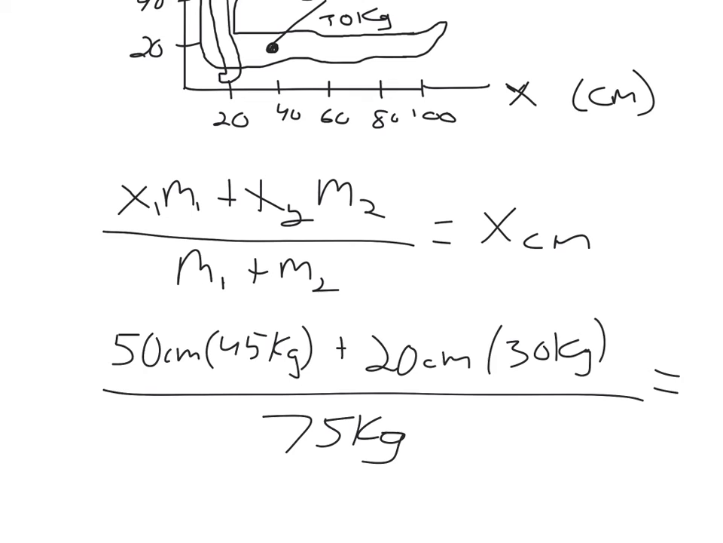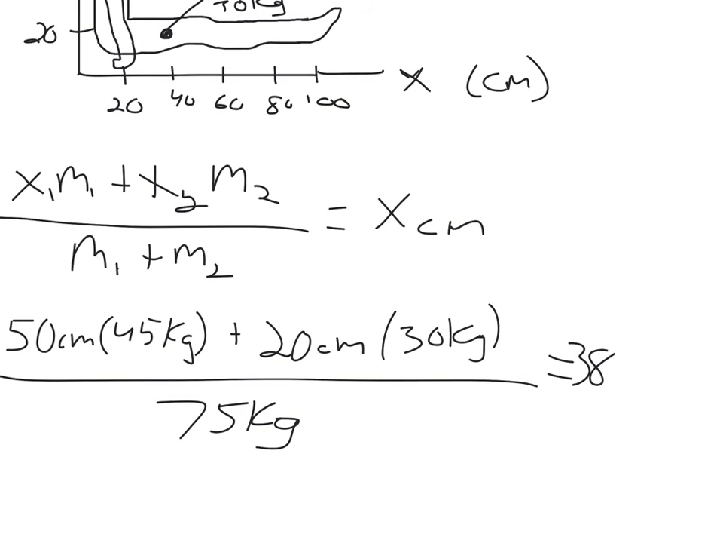All right, let's do this. 50 times 45. I'm going to leave this in centimeters. Actually, if you want to convert to meters, go ahead, but I will get an answer in centimeters, which is fine with me. Plus 20 times 30, divided by 75. And I get 38. So my vertical is at like 38 centimeters. There we go. All right, so I'm going to make a little note. That's the y center of mass, so I don't confuse myself later.